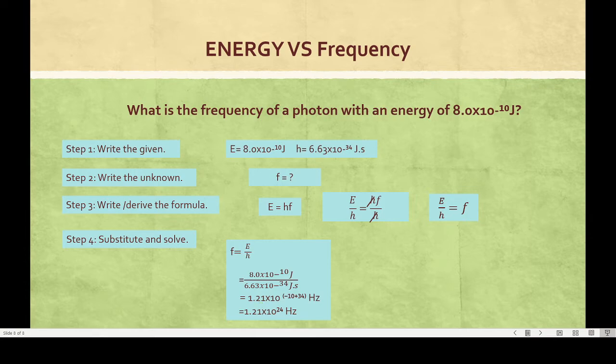So 1.21, not 1.20. 1.21, then copy this one, times 10, then negative 10. Since this one is negative, make it now positive. So negative 10 plus 34. So unlike sign, negative, positive. So you have to copy the sign of the bigger number.